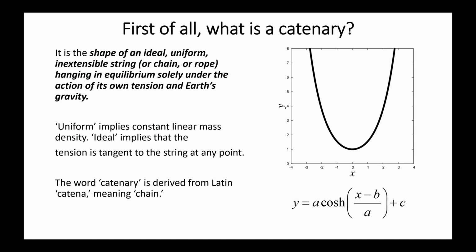All right. So what is a catenary? The catenary is probably a very familiar shape to mathematicians and physicists. In mechanics, it's the shape of an ideal, uniform, inextensible string, equivalently a chain or a rope, hanging in equilibrium solely under the action of its own tension and Earth's gravity. Now, the word catenary, interestingly, is derived from the Latin word catena, meaning chain. Interestingly, the English word concatenate also is derived from the same Latin word. So the Cartesian equation is this equation on the right-hand side. Let me get used to this laser pointer here.